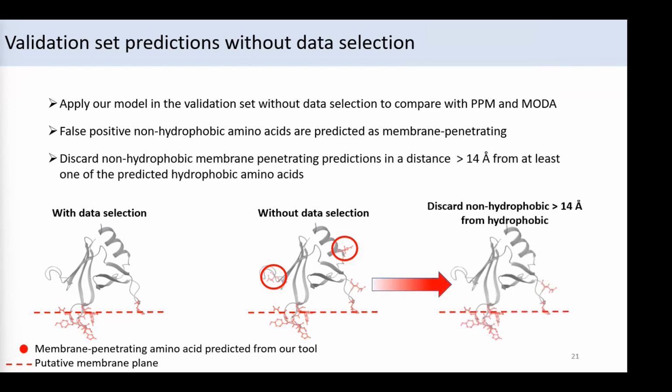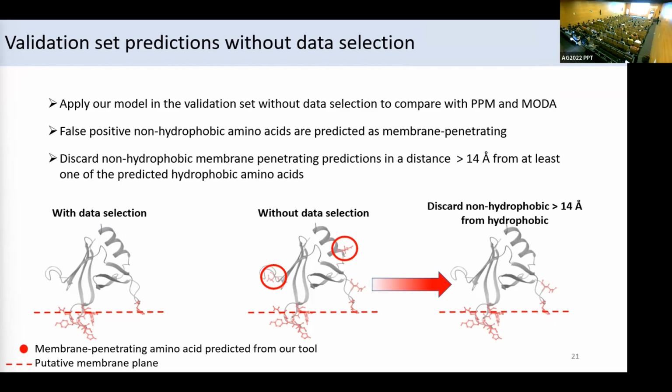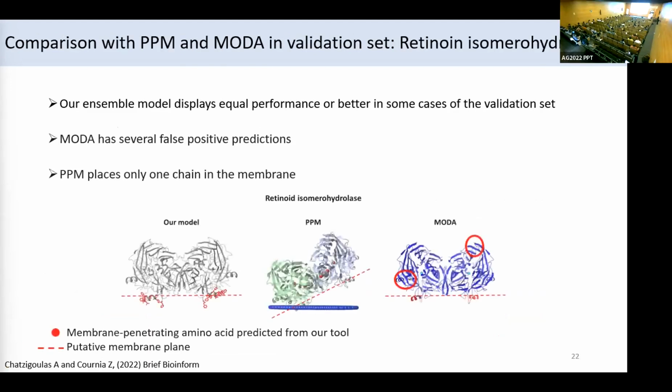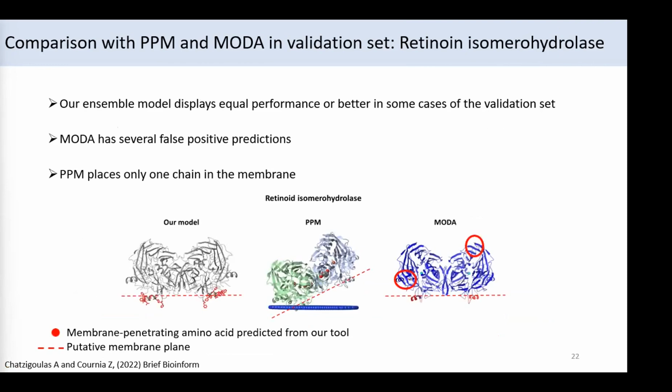We discarded these amino acids by making a rule that all non-hydrophobic predictions that are in a distance higher than 14 angstrom for at least one of the predicted hydrophobic amino acids are discarded. So in the end, we found that our tool and PPM and MODA have displayed equal performance, but in some cases, our machine learning model outperforms them, such as in this case of retinoid isomerohydrolase.